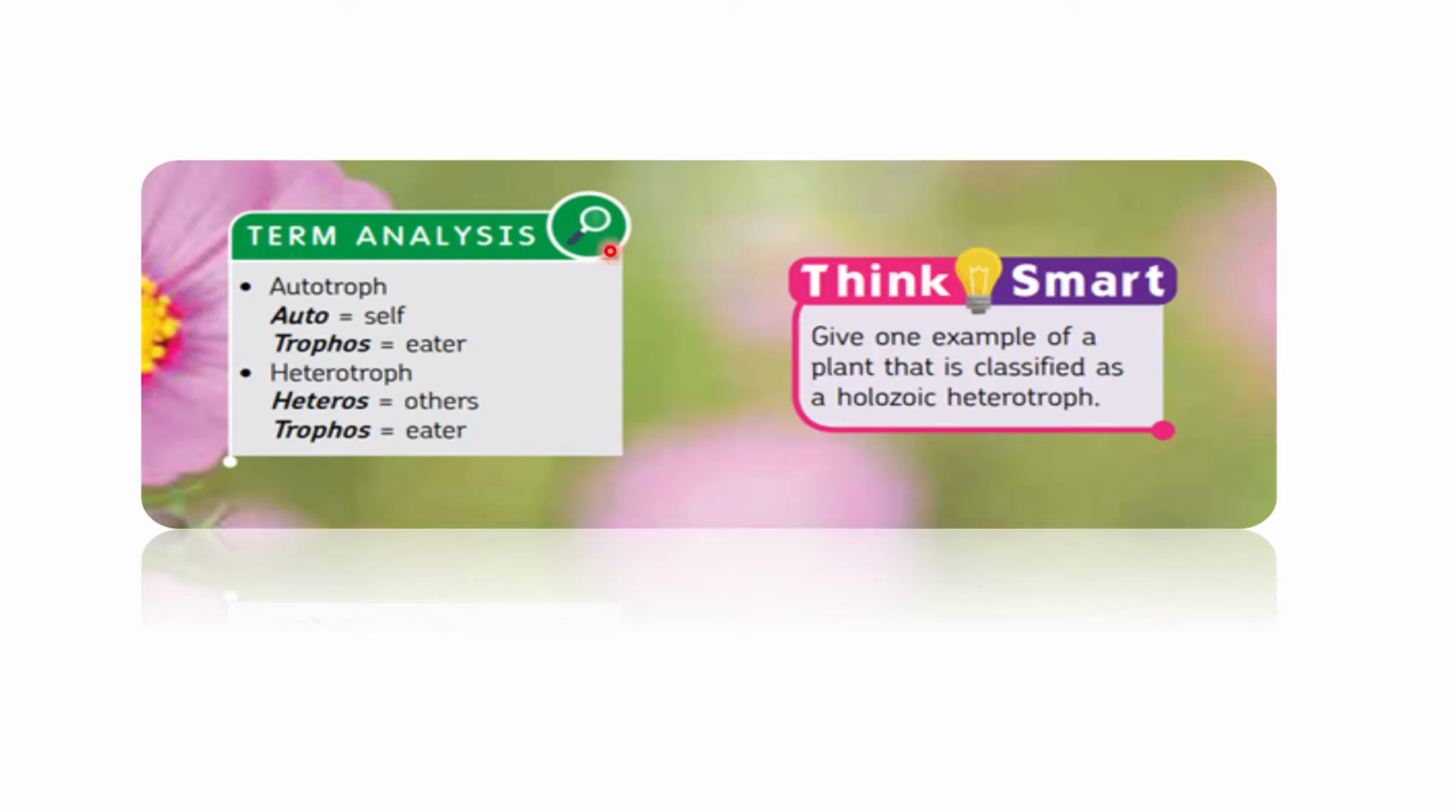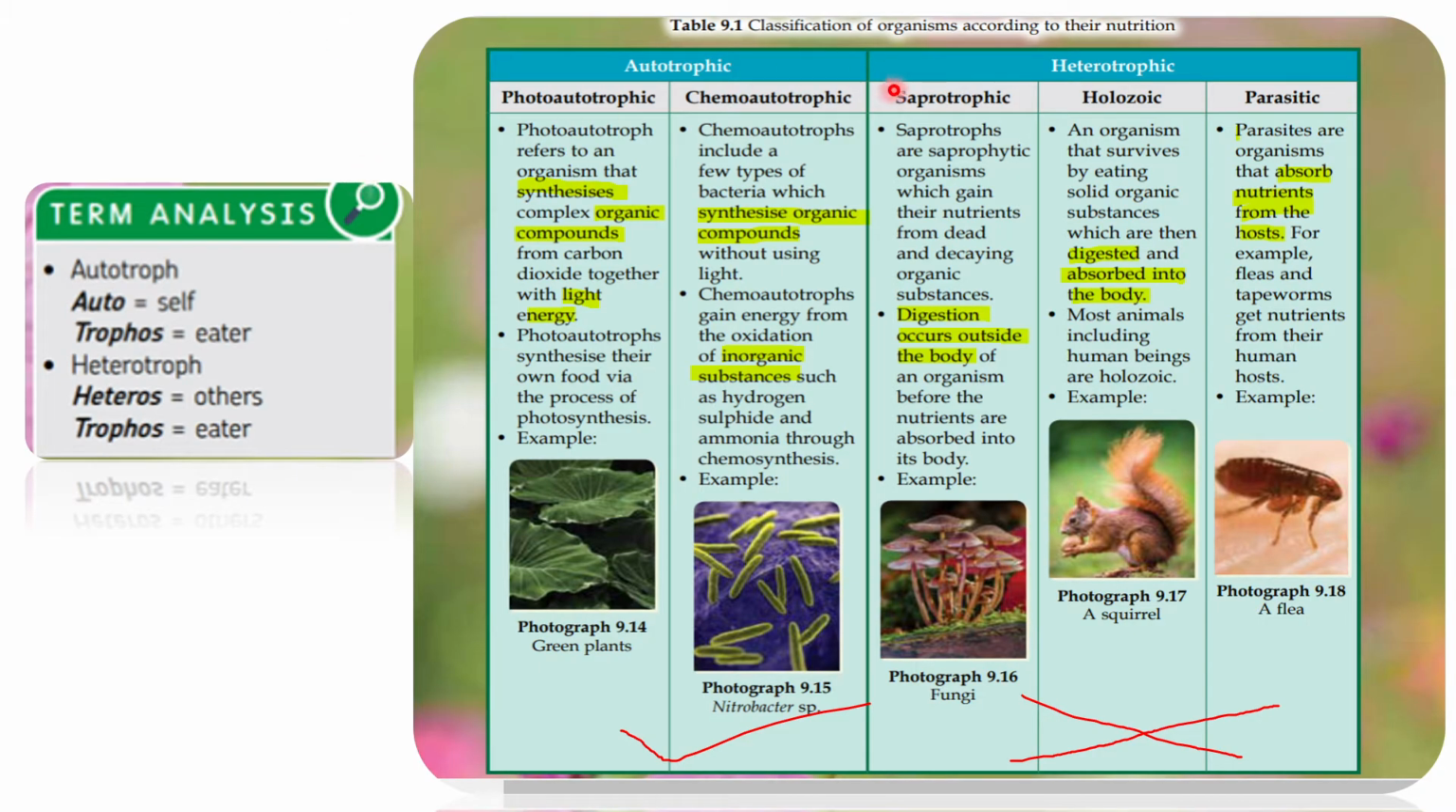So let's look at the term analysis. Autotroph comes from the combination of two words, auto, which means self, and also trophos, eater. As for heterotroph, heteros refers to others, and trophos, again, just now we have said that it means eater. Okay, bearing these two terms in our mind, let's look into autotrophic. Autotrophic is further divided into photoautotrophic and also chemoautotrophic.